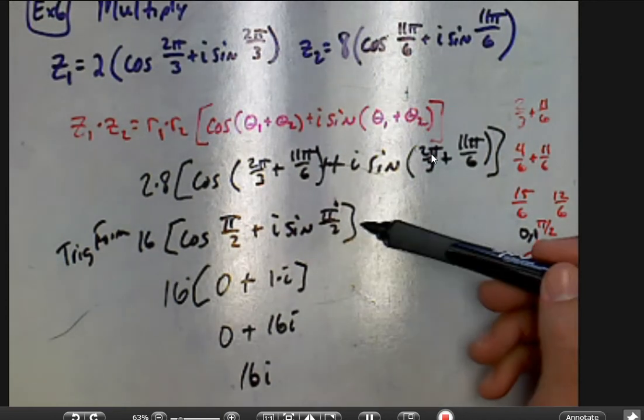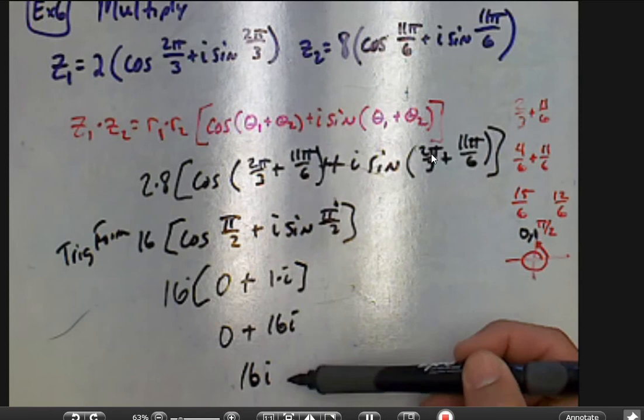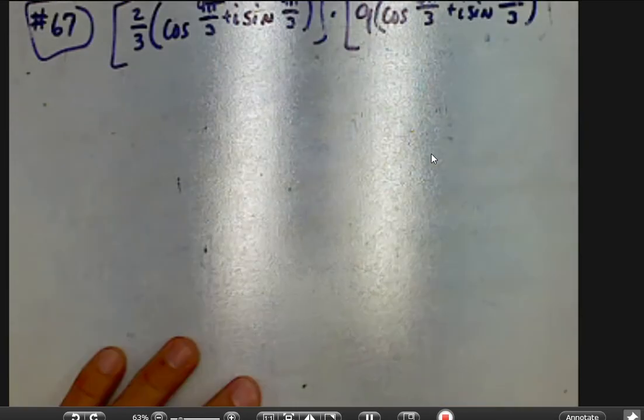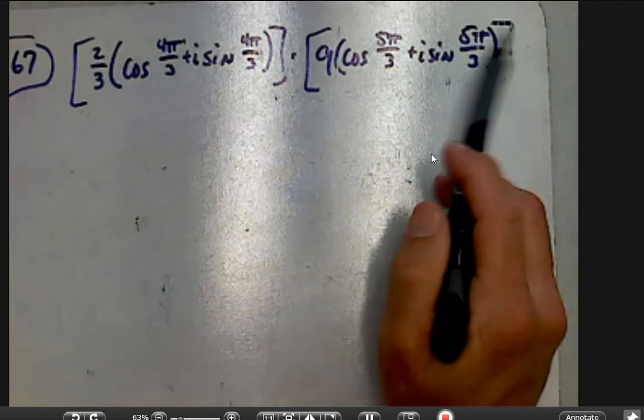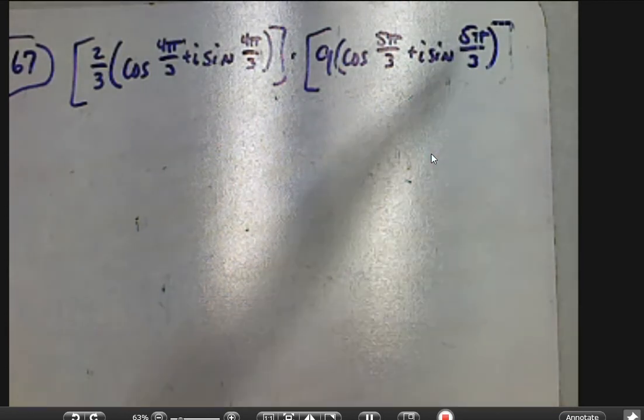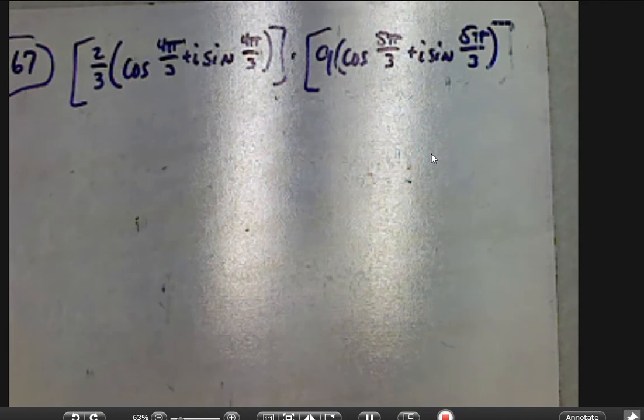So if the book wants trig form, this would be your answer. Standard form, 16i. Go ahead and try number 67. Go ahead and press pause and then come back to it. This says 5 pi over 3, just in case you were wondering.